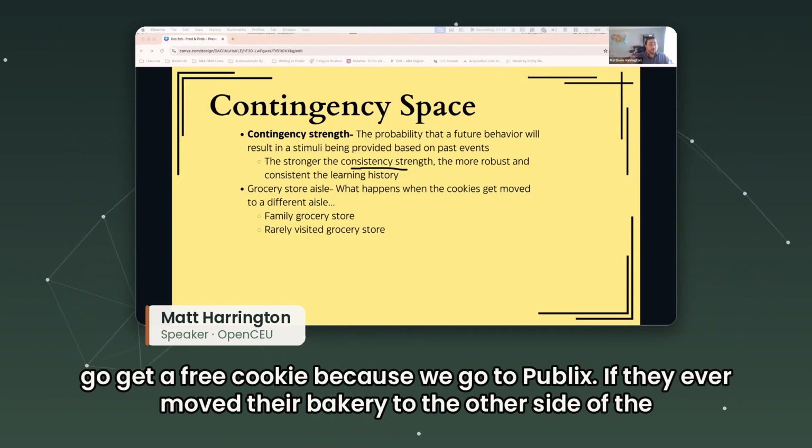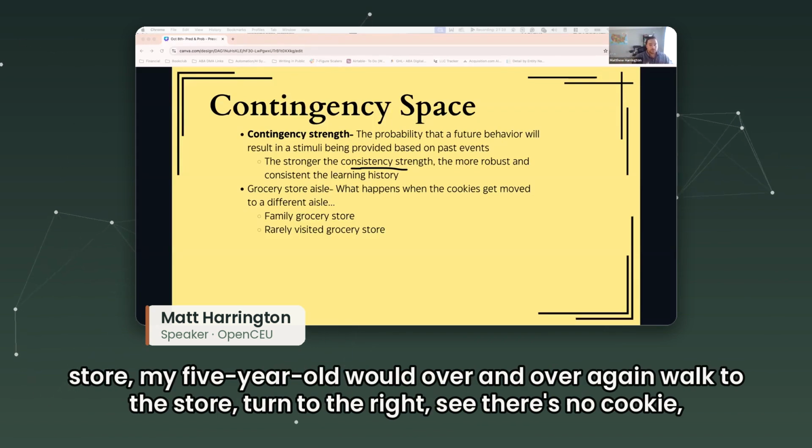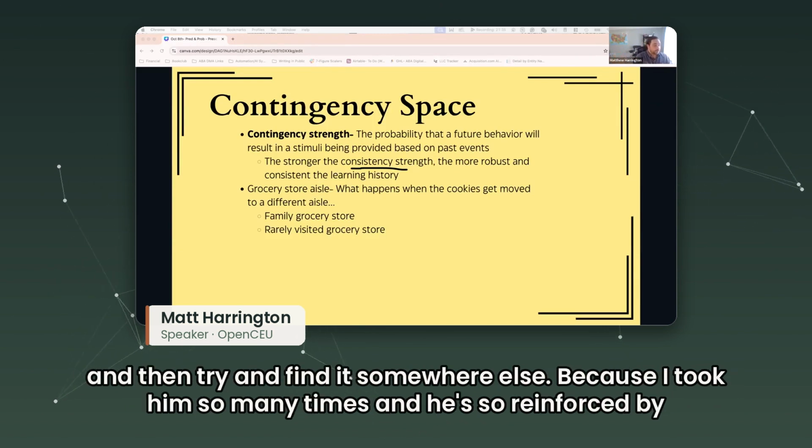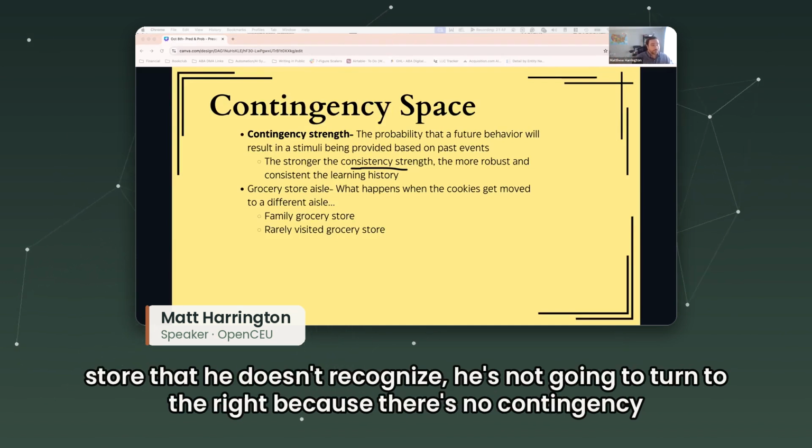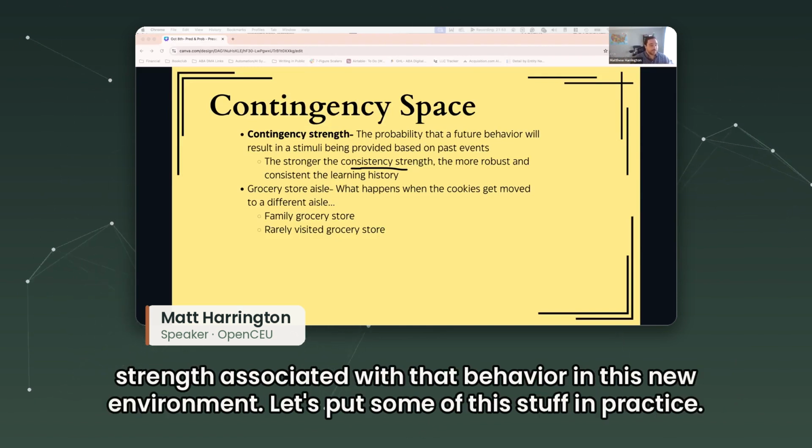If they ever moved their bakery to the other side of the store, my 5-year-old would over and over again walk to the store, turn to the right, see there's no cookie, and then try and find it somewhere else. Because I took him so many times and he's so reinforced by going right, there's a strong contingency strength. On the other flip side, if I go to a new grocery store that he doesn't recognize, he's not going to turn to the right because there's no contingency strength associated with that behavior in this new environment.